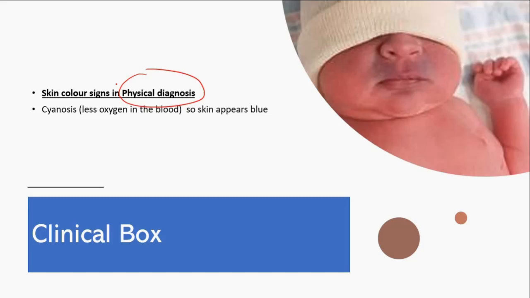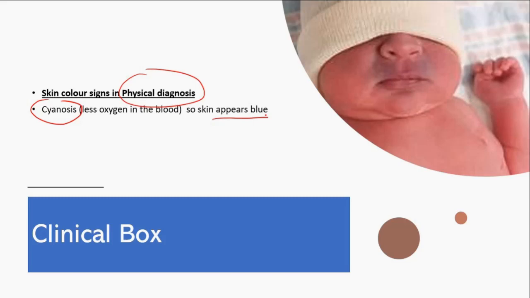And so one of the observations that you're going to be doing in physical diagnosis is looking at the patient's skin, because a patient's skin can actually tell you so much about a possible condition that the patient's suffering from. So for example, cyanosis is a bluish discoloration of the skin, and it's an immediate indication to the doctor that there's actually less oxygen in the blood.